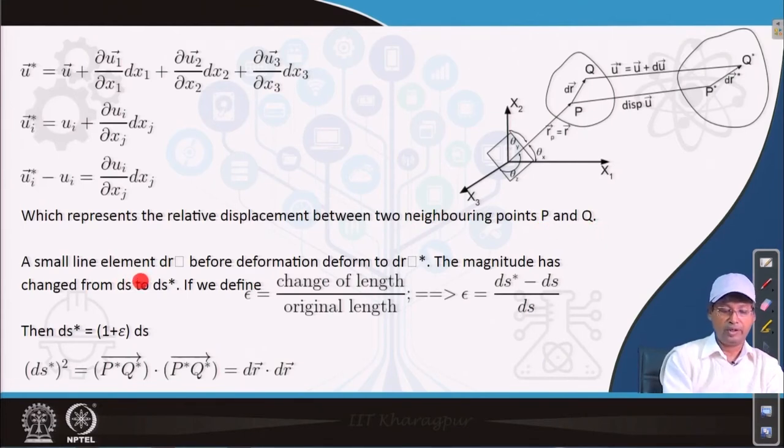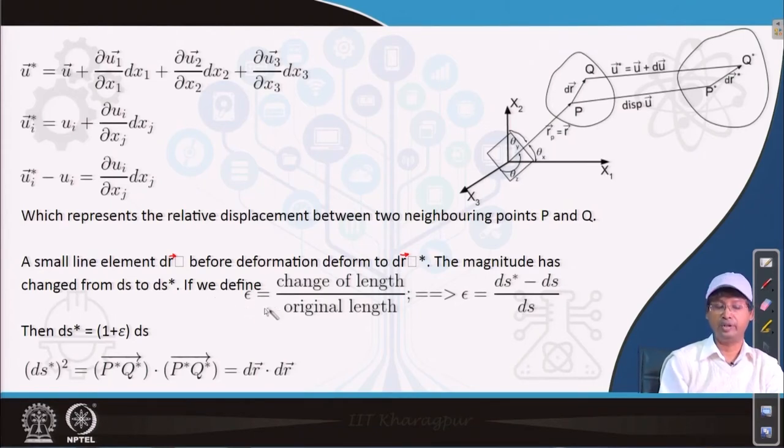A small line element dr before deformation deforms to dr star. Then the magnitude has changed from ds to ds star, and from the usual definition of strain, this has come close, please excuse me.